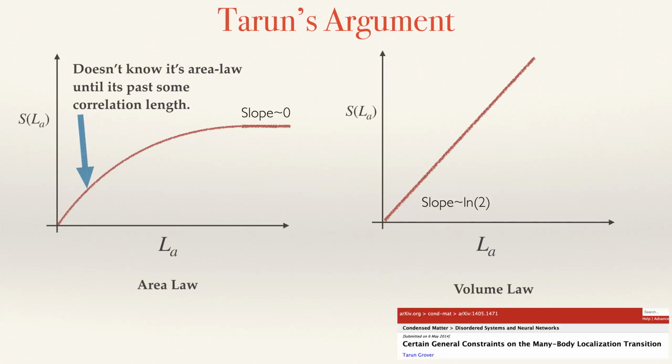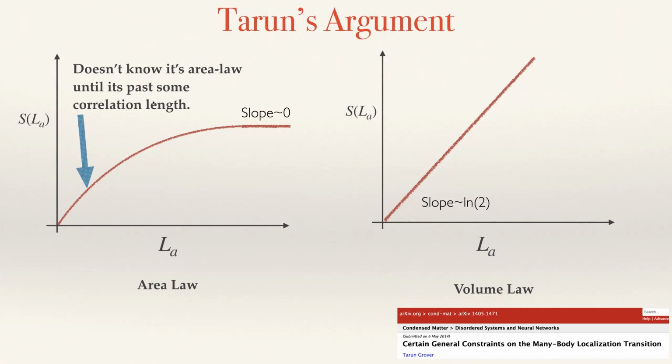Okay, so here's the outline of Tarun's argument. Tarun says that in the volume law phase, we know what must happen. This is just finite temperature thermodynamics. We've known this forever. As we increase the subsystem size, the entanglement has to be a straight line, and that straight line has to have a slope of log 2. This is what we mean by volume law. As the subsystem gets bigger, the entanglement grows linearly with the subsystem size. And what happens on the MBL side?